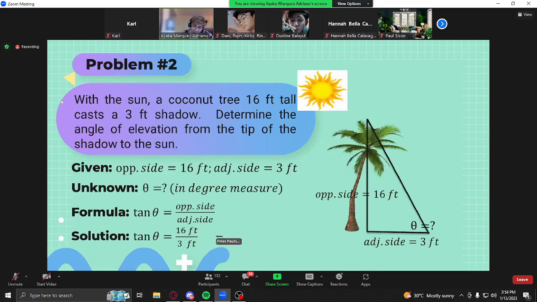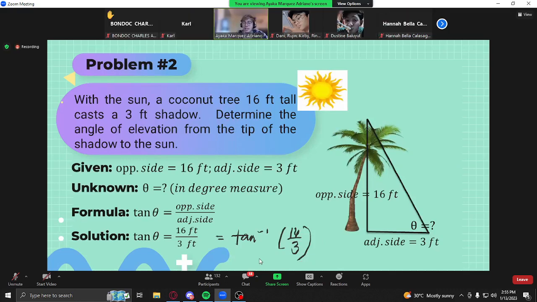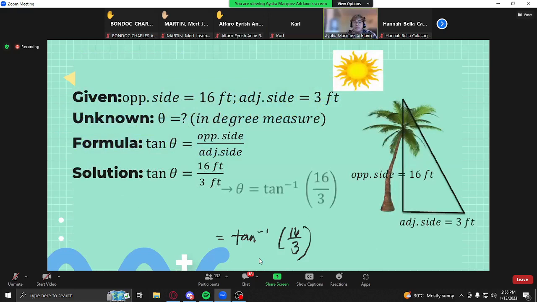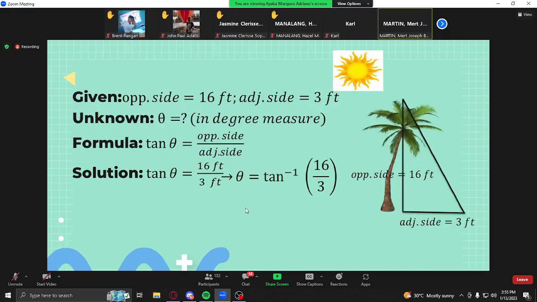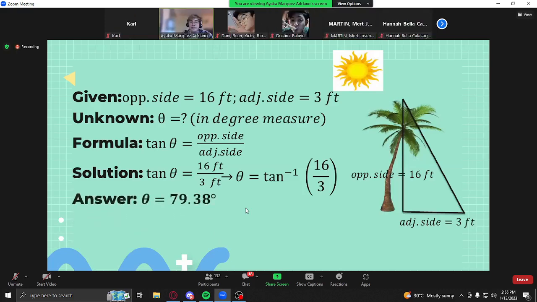So parang ang gagawin mo lang dyan na, gagawin mo siyang shift tangent, 16 over 3. Can you press that one in the calculator para makuha natin yung missing angle? Okay, press nyo nga sa calculator yon. Mert, what's the answer? 79.38 degrees po. Very good. So yan ang hinahanap natin, missing angle in degree measure. Now it's 79.38 degrees. Pag hindi nyo nakukuha, you have to ask your classmates paano makuha yung tamang sagot. Anyway, shift tangent lang naman yan.